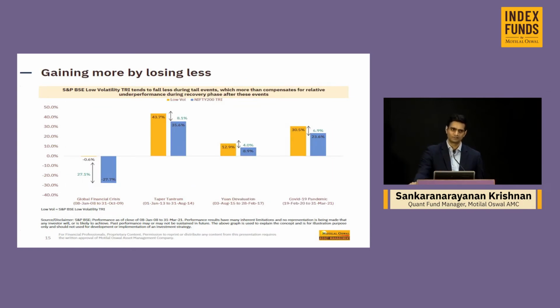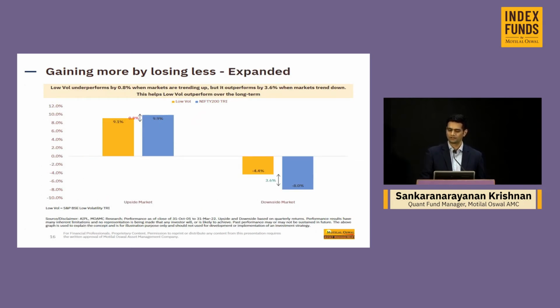Let's just combine the 2 periods, because we need to see on the way down as well as on the subsequent way up, how the low volatility strategy has done across these 4 periods. So in every single period, the low volatility strategy has actually done better than the benchmark. Simply speaking, it has gained more by losing less. As simple as that.